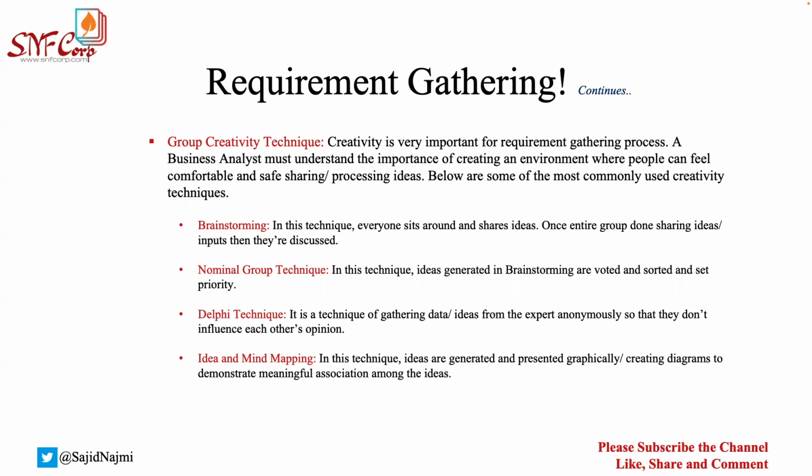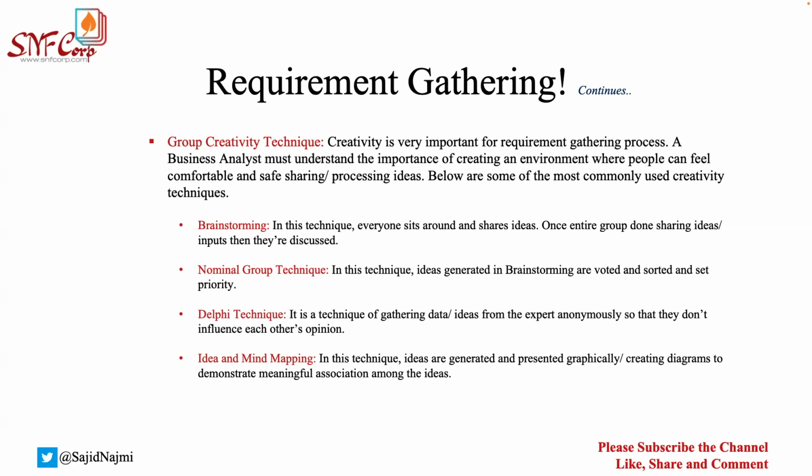The first one is brainstorming, which is very important. You will always see these questions coming your way. What is brainstorming and how do you do these things? It's pretty simple. In a brainstorming session, we bring all the key stakeholders together, and they all sit together and share their ideas.